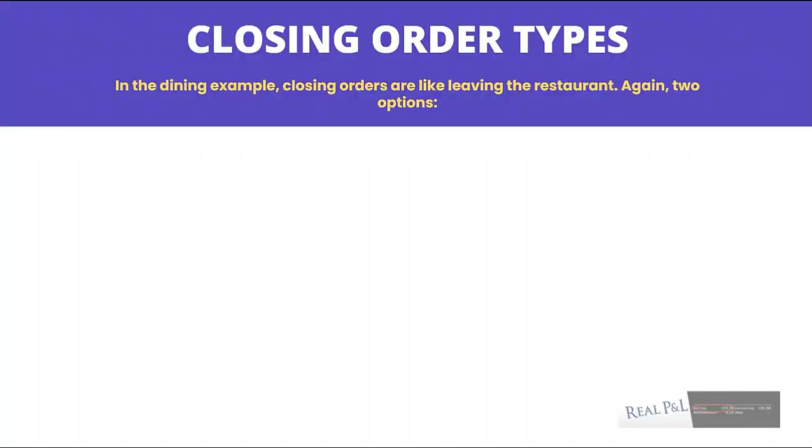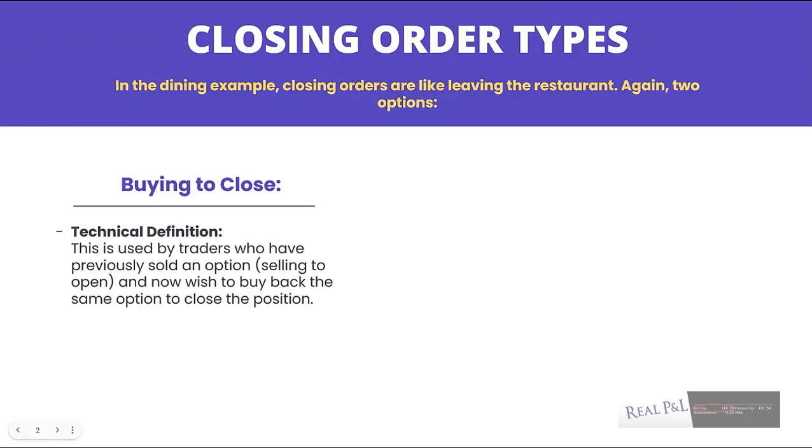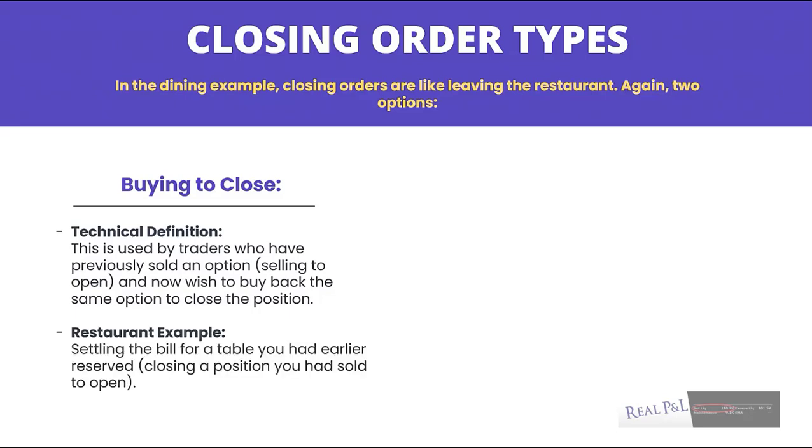Closing order types. In the dining example, closing orders are like leaving the restaurant. Again, there's two options. Buying to close: the technical definition, this is used by traders who have previously sold an option, for example, selling to open, and now wish to buy back the same option to close the position. The restaurant example would be like settling the bill for a table you had earlier reserved, closing a position that you had already sold to open.